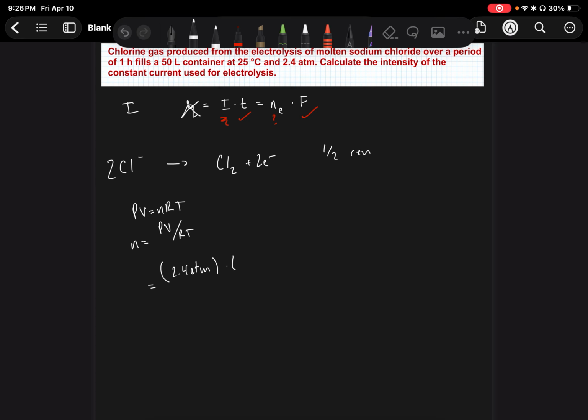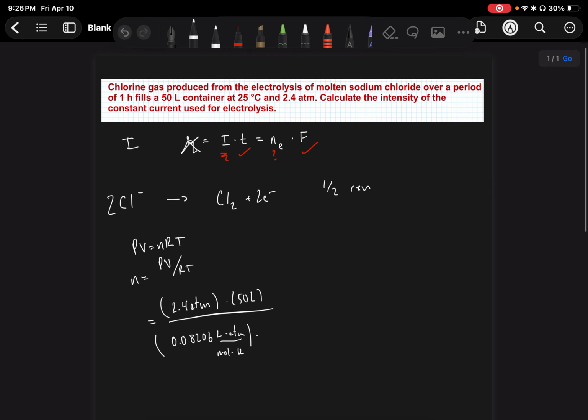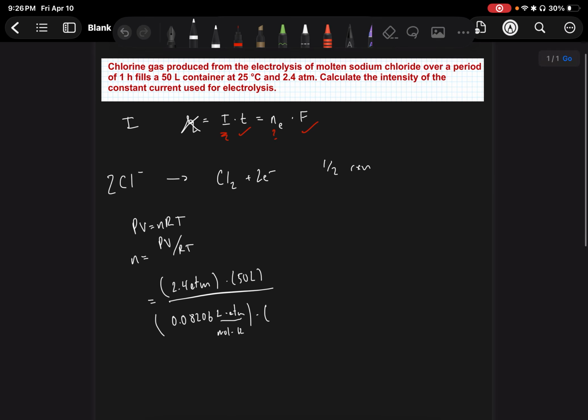Volume is 50 liters over, what's the value? 0.08206 liters times atm divided by moles times Kelvin. And now we have to use Kelvin rather than degrees Celsius, so we're going to add 273.15 and we're going to get 298.15 Kelvin.